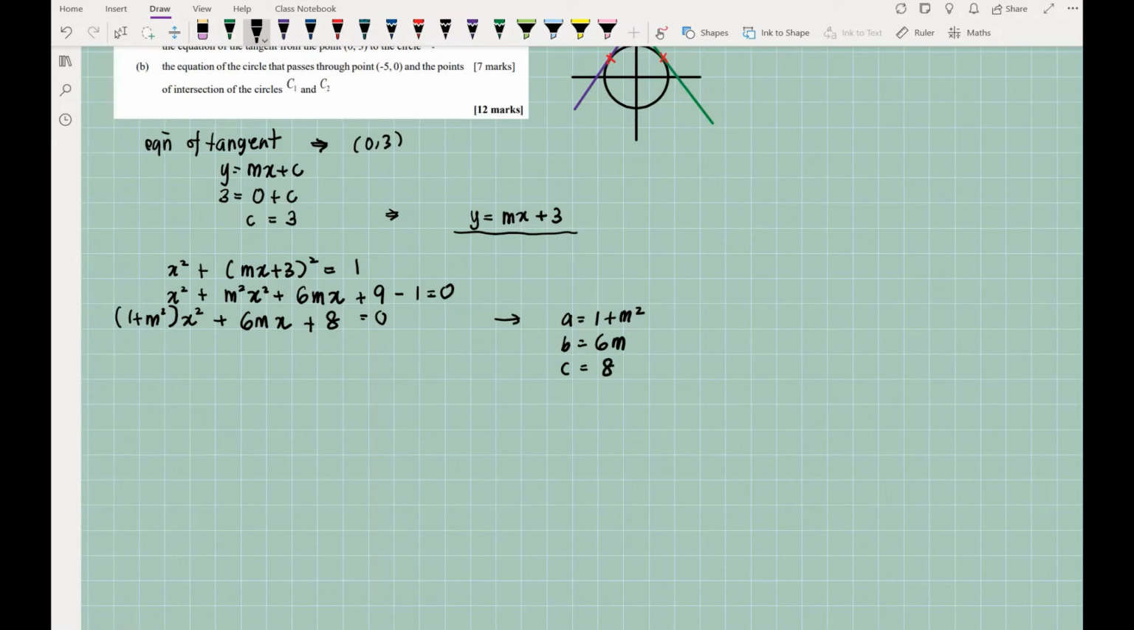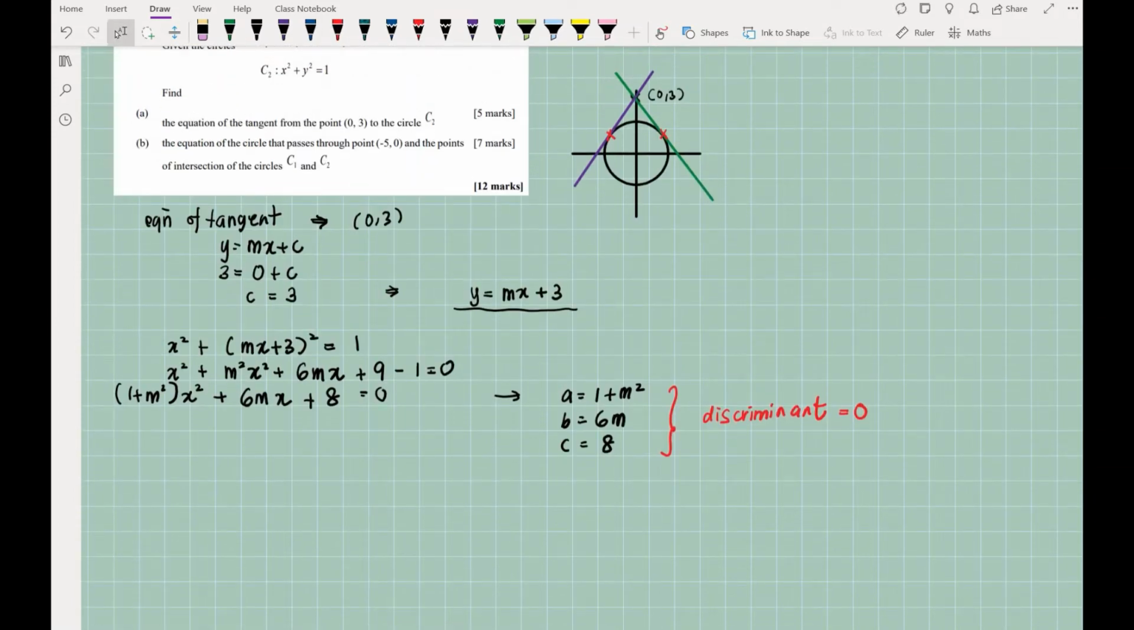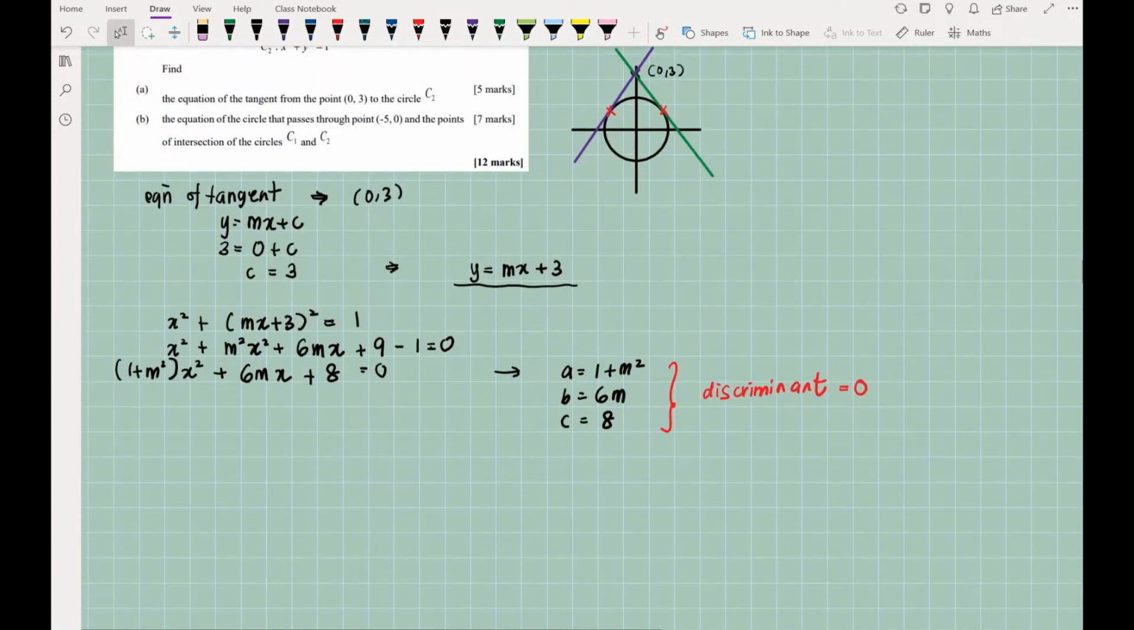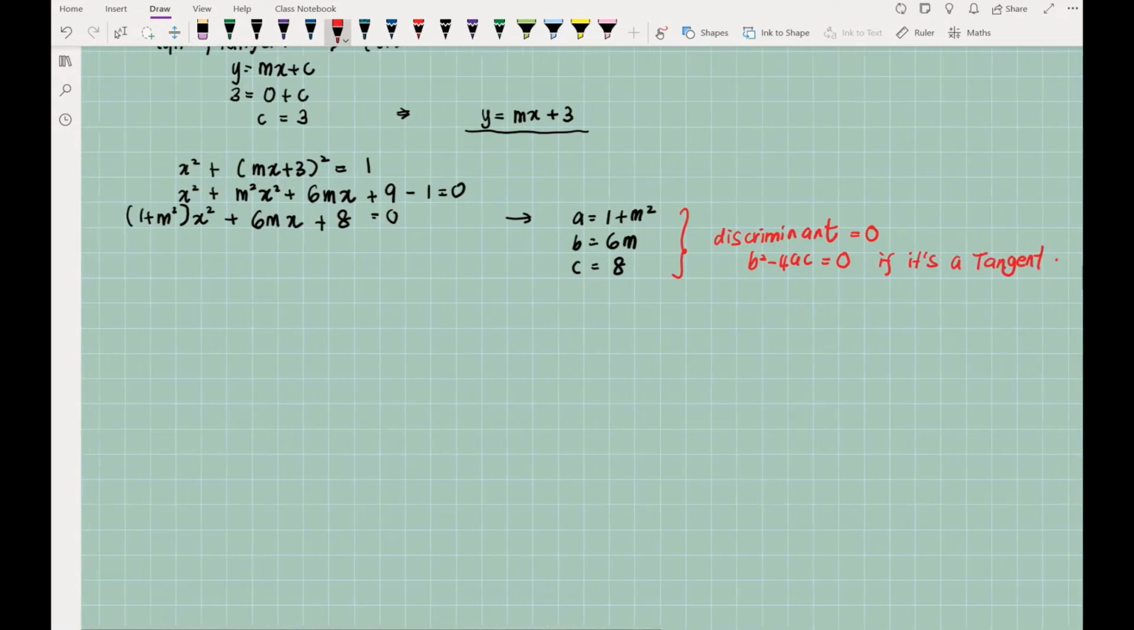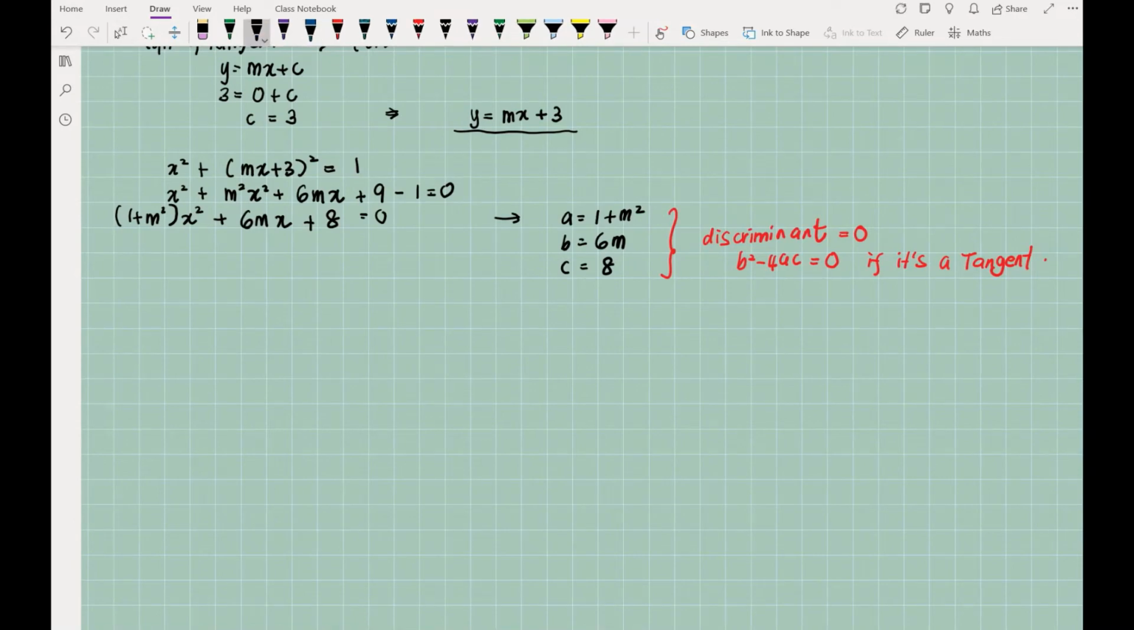So from here I can identify a. So why do I take this value out? Jawapannya adalah untuk kita gantikan ke dalam discriminant. So in this case, please remember we have one concept, iaitu discriminant must be equal to 0 since this line yang kita consider is a tangent line. Kenapa? Because they touch each other, so this sort of macam ada one root. Jadi kita akan tahu b square minus 4ac should be equal to 0 if it is a tangent line.